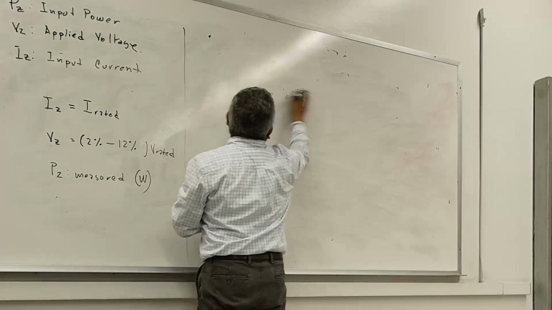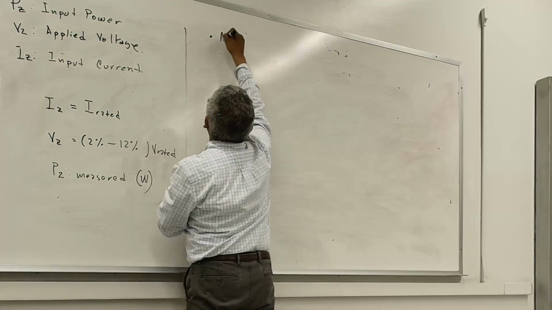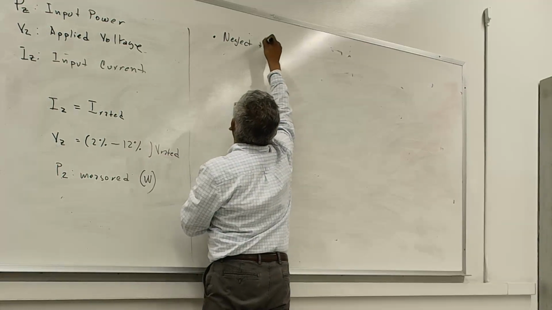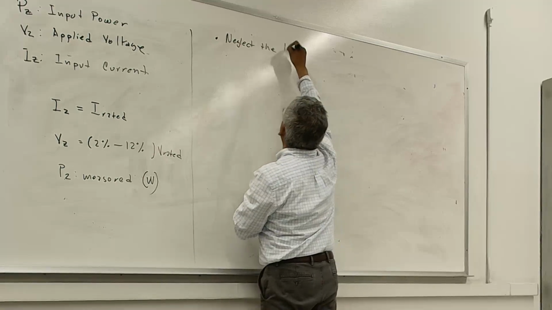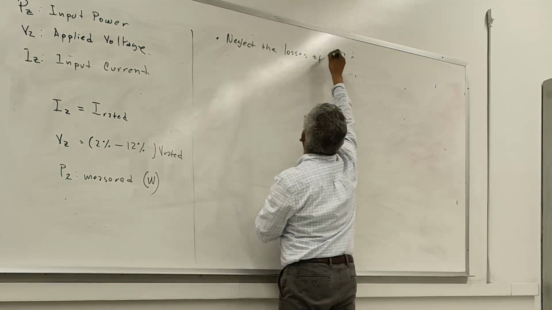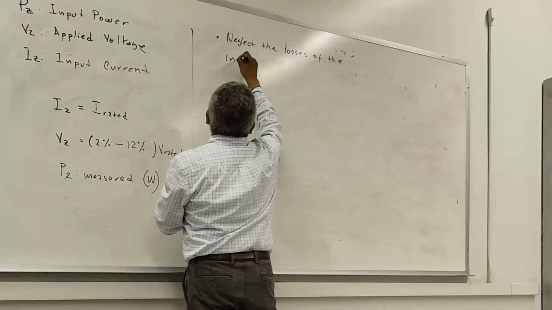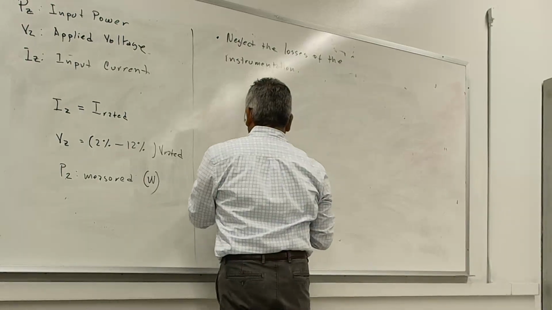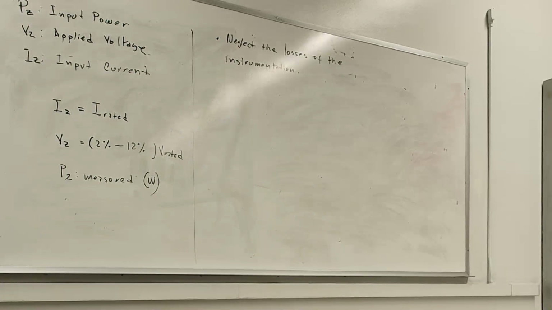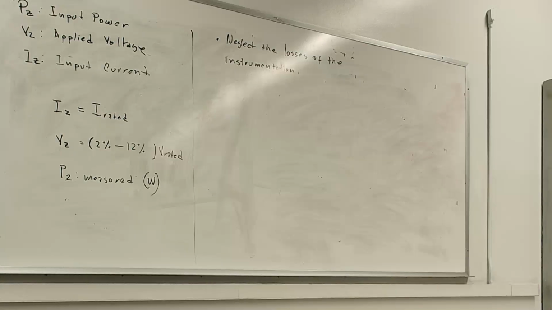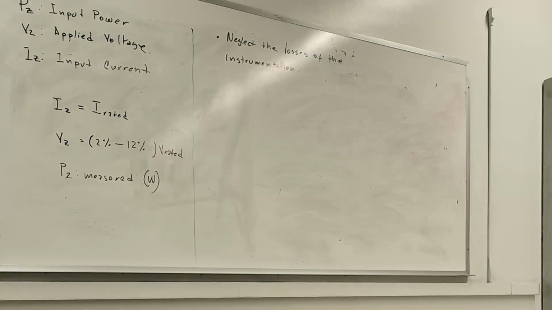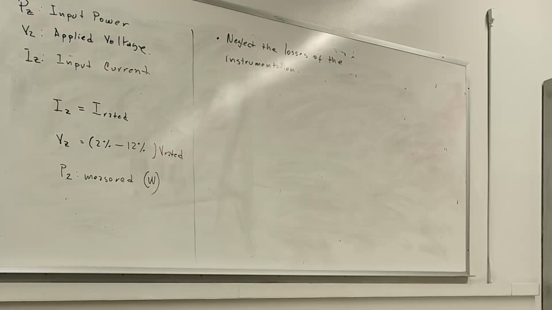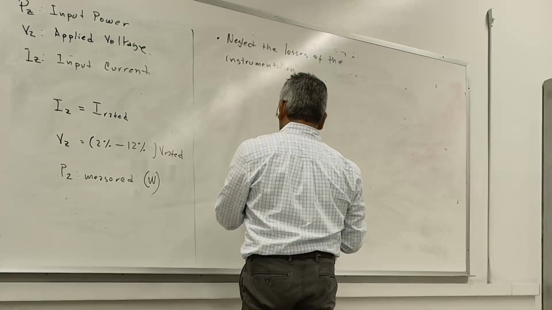Here's something that we deal with in the lab, and we always talk about it. We're going to neglect the losses of the instrumentation. Hopefully this box right here is as good as it can be, but you still will have some very small losses that will reflect on your transformer parameters. But let's assume that you have some really good instrumentation.